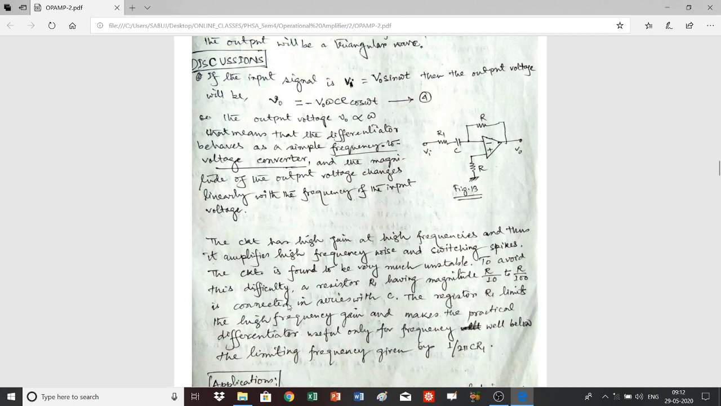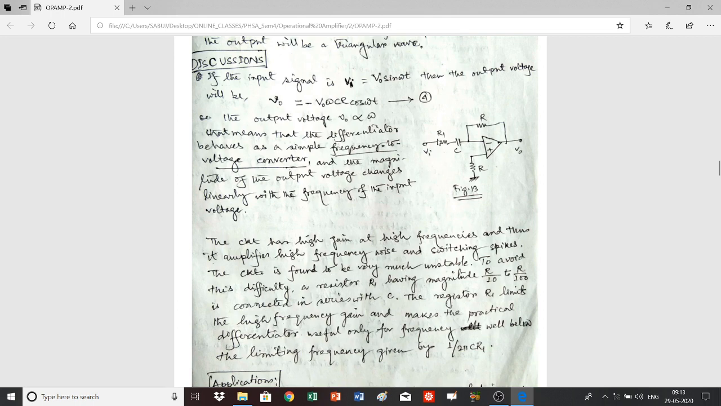Now another difficulty arises in this case also. If the frequency of the input voltage is very high, and since the output voltage is proportional to the frequency of the input voltage, then there will be instability in the output voltage due to noise, and there will be switching spikes in the output. So the output will be unstable.